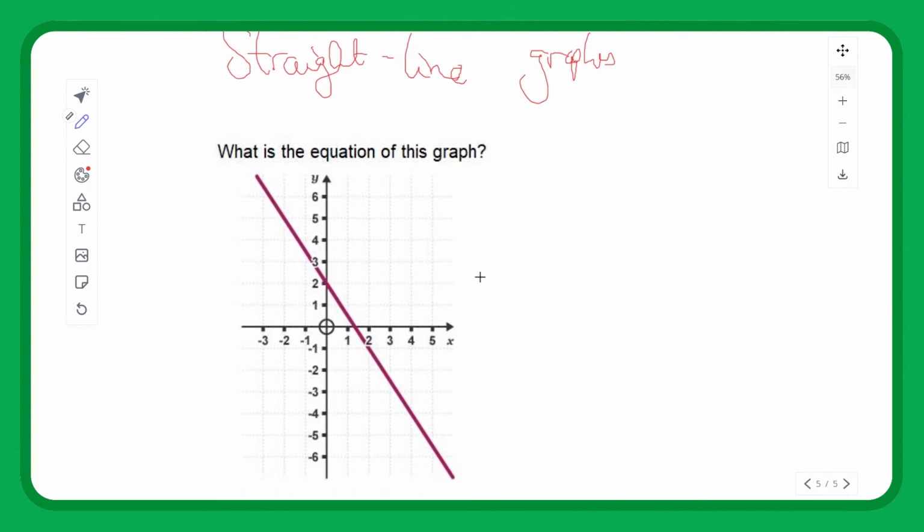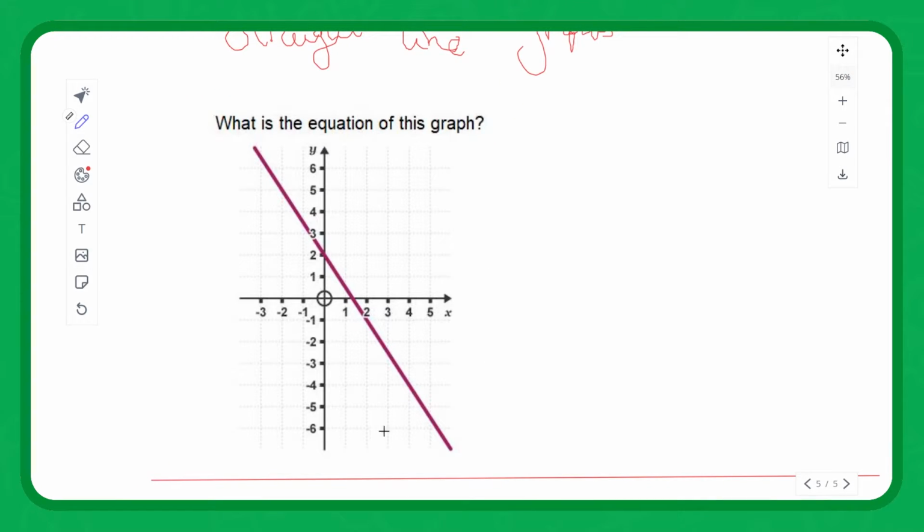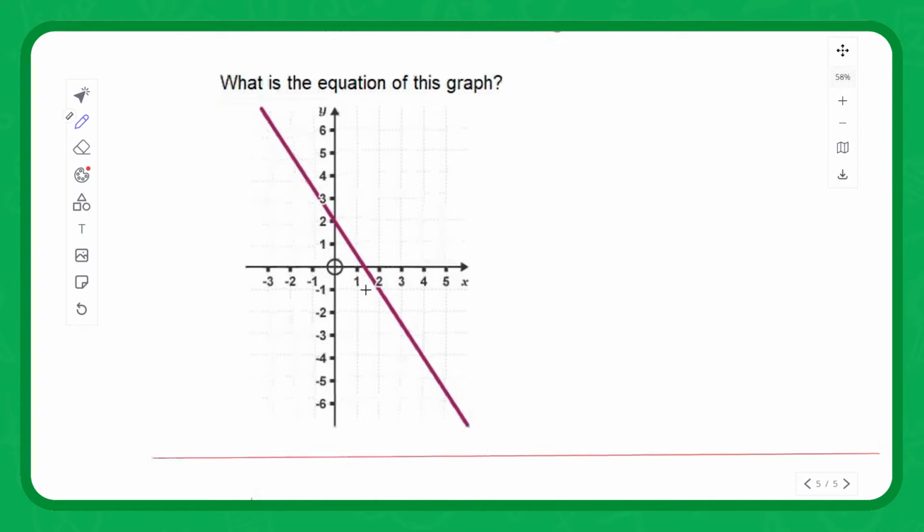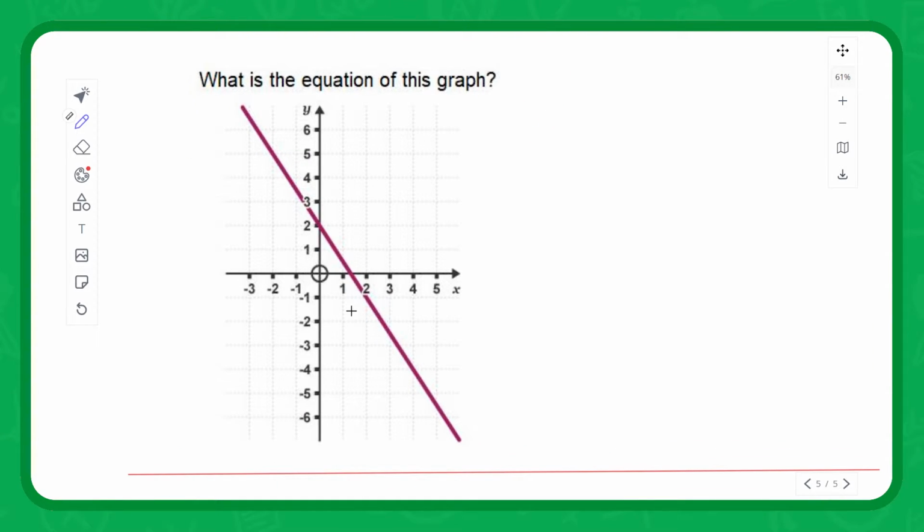So this is not an exact exam question. This is one that I pulled off of BBC Bitesize, but it's a very close approximation for the kind of questions that you'll get for straight line graphs. You might be asked, what is the equation of this graph?